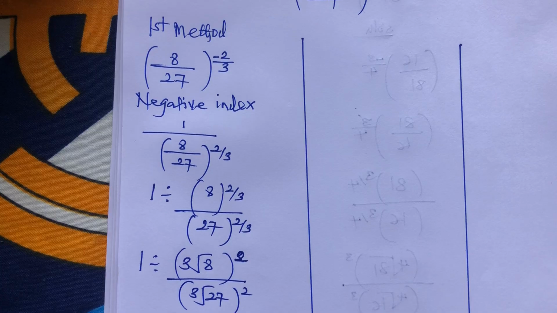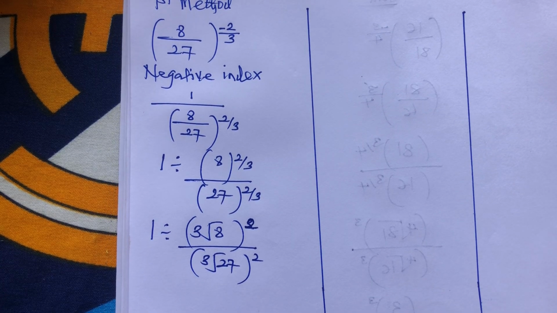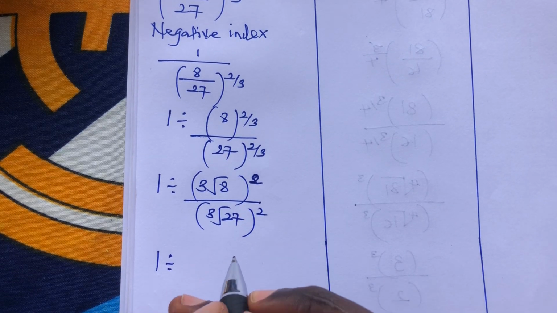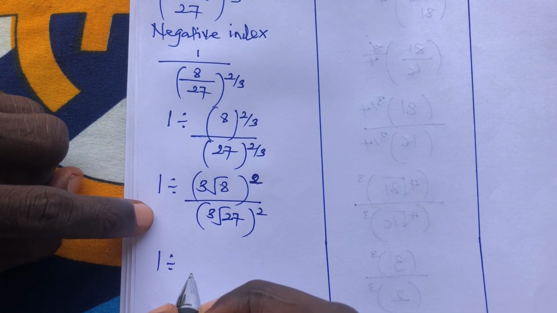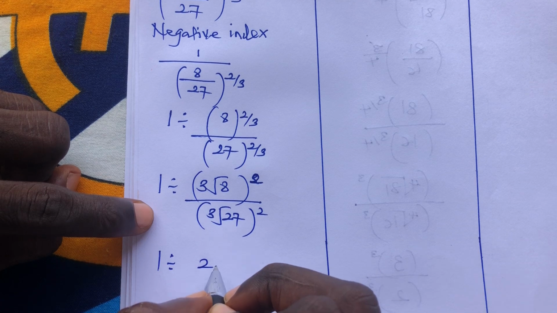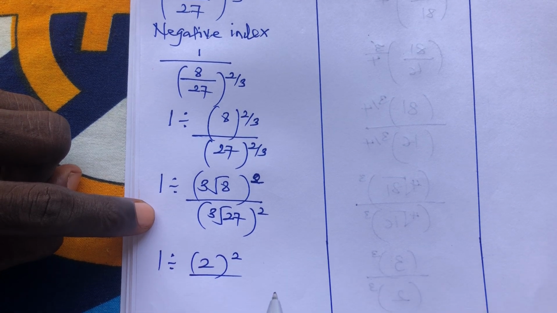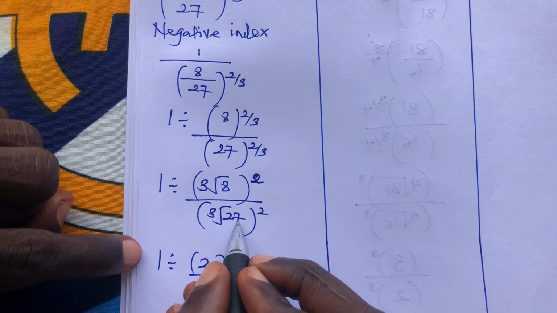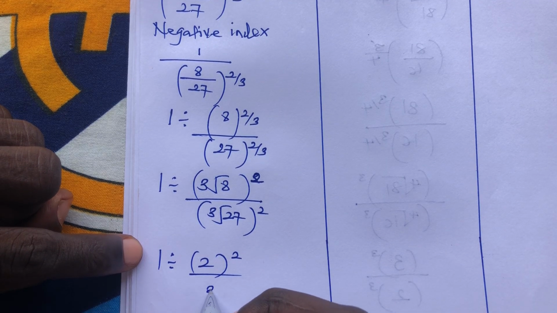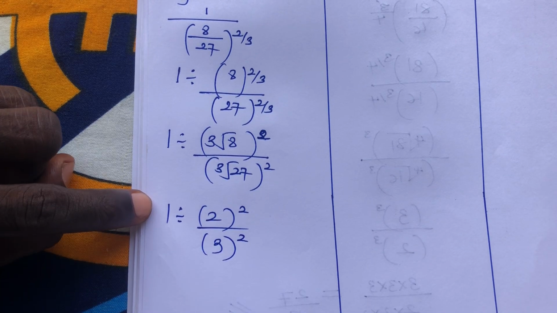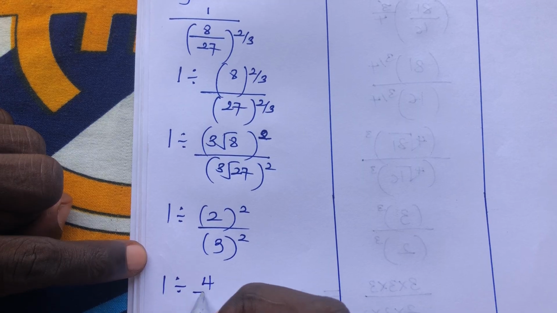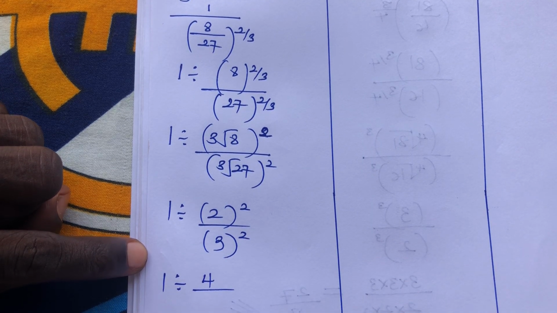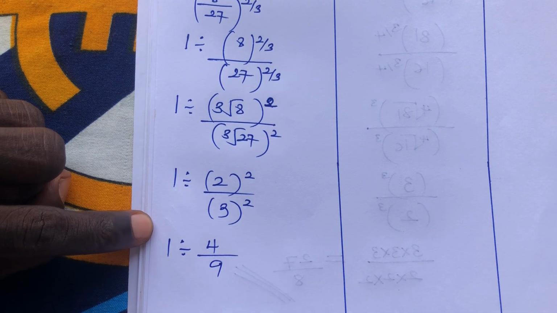Now, the cube root of 8 is 2, and this becomes 2 raised to the power 2, divided by the cube root of 27. This one, you are going to have 3 raised to the power 2. Therefore, we have 1 divided by 2 raised to the power 2, which is 4, divided by 3 raised to the power 2, giving you 9.